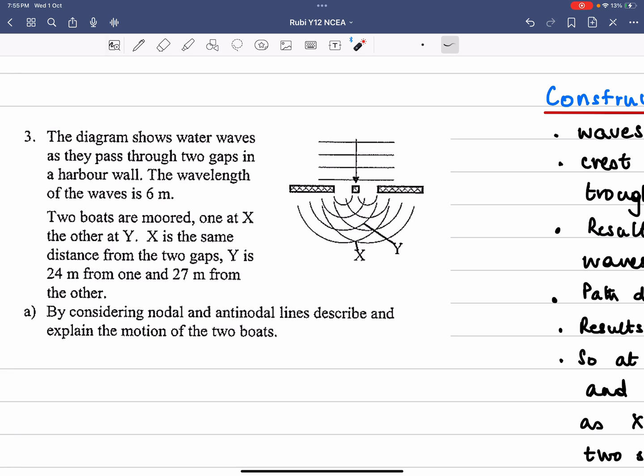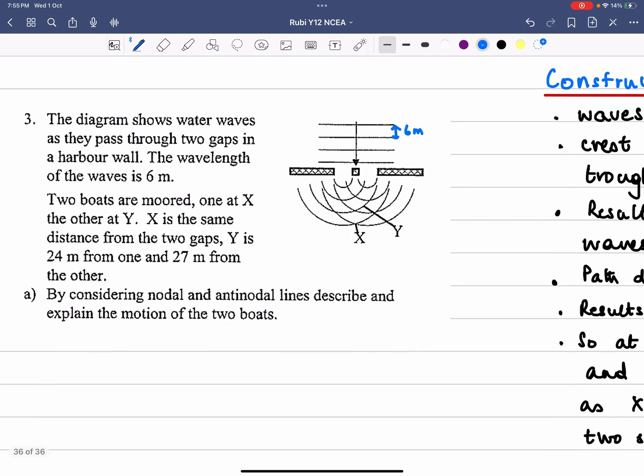Now when waves pass through two gaps, where the size of the gap is about the same as the wavelength of the waves, you end up with circular waves. These circular waves pass through each other. The passing through is called interference, and they say the wavelength is 6 meters. So I'll just mark that. The distance from one crest to the other is 6 meters.